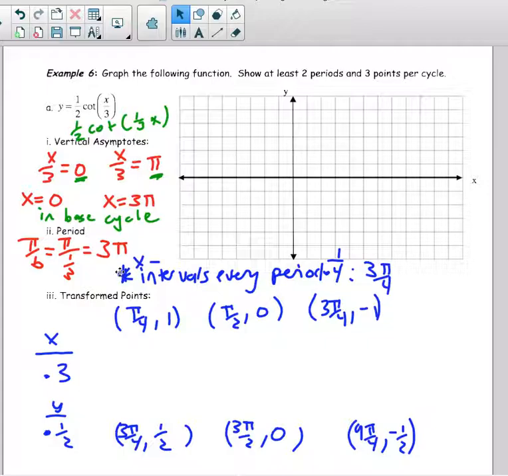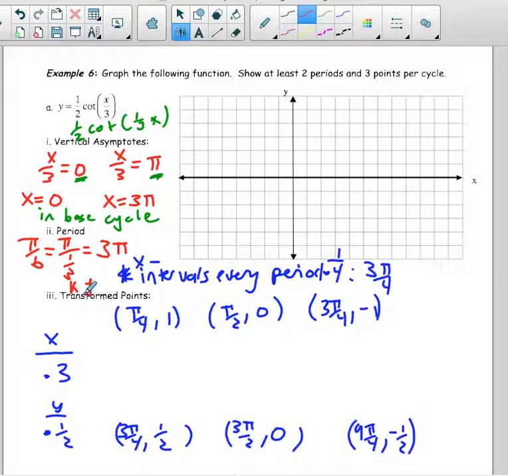The key points on tangent occur every 1/4 period. So I'm going to squeeze that in here. Key points are every 1/4 period. So in this case, the period times 1/4 is 3 pi over 4. So we're going to have key points every 3 pi over 4. This is going to help us set up our scale on our x-axis.